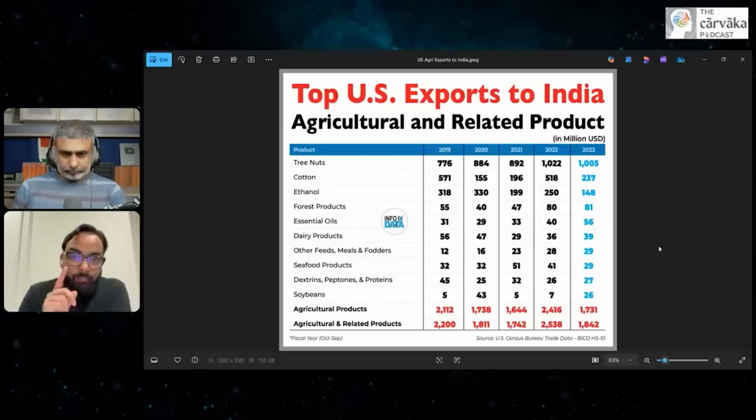Before there is any confusion on cotton, very important. Our cotton imports from the US are less than what we import from Brazil and Australia, because some Aam Aadmi Party spokespersons were creating this wrong narrative that we will import cotton from the US and finish off the Punjab farmer. No, we import far more from Brazil and Australia.